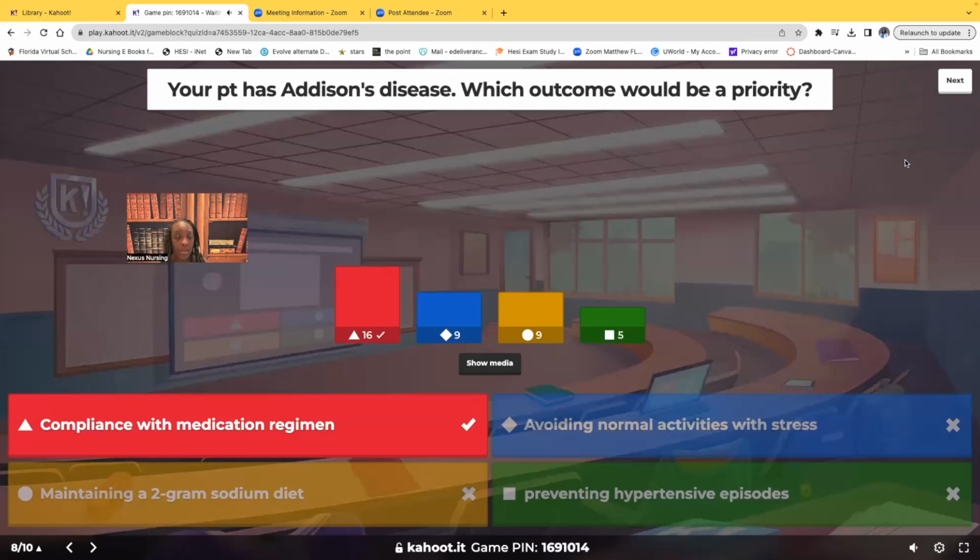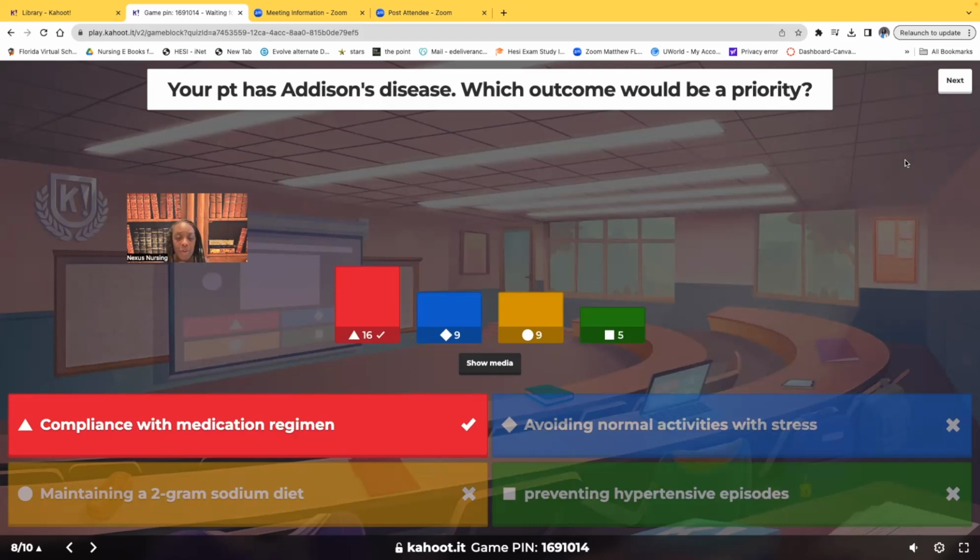All right, correct answer is compliance with medication regimen. The patient that has Addison's disease, the adrenal glands are not working properly. They are not secreting the correct amount of hormones necessary for them to survive. Okay, so they have to get an exogenous source. So it's very important that they are compliant with their medication regimen, and that includes if they're going to have a stressful situation, such as a surgery, such as a trauma, such as pregnancy, such as getting something pulled, that they let the healthcare provider know so that the dosage can be increased.